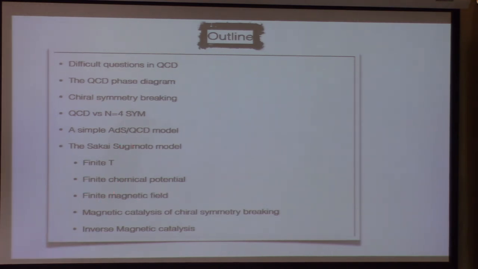Okay, that's fine. So we're going to talk about the Sakai-Sugimoto model, which is one of the leading AdS QCD models, and gives us something pretty close to QCD in many ways. We're going to look at it at finite temperature, finite chemical potential, and finite magnetic field. We're going to talk about magnetic catalysis of chiral symmetry breaking, and all of those words will make sense hopefully soon. And then the exotic part of all of this is going to be inverse magnetic catalysis.